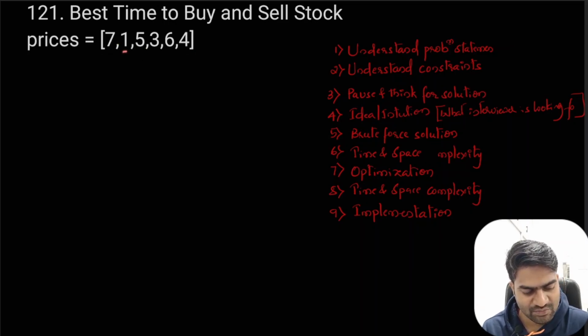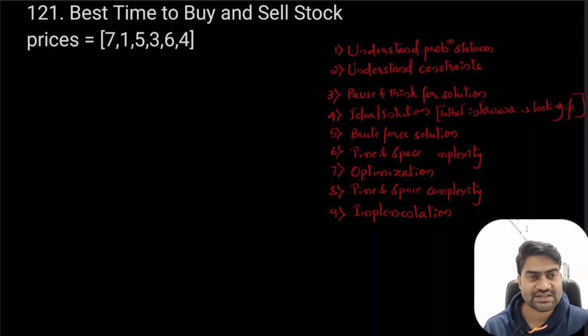Say for example, if I buy the stock on this second day for value 1, then I cannot sell it on day 0 or day 1 because these are previous days. So I will have to sell it only after buying the stock. That's the constraint here. Another thing is that we want to maximize the profit. Maximizing the profit means I will have to buy the stock at the least price, then sell the stock at the most possible price.